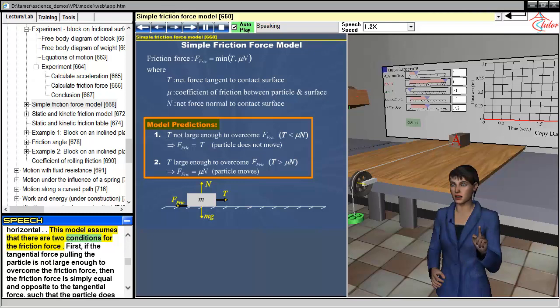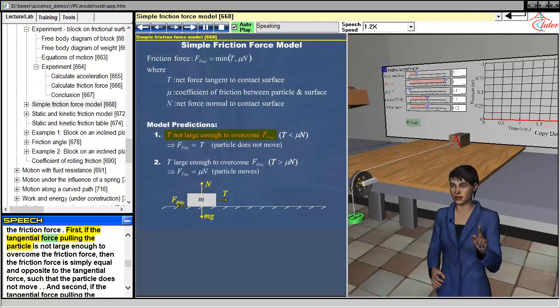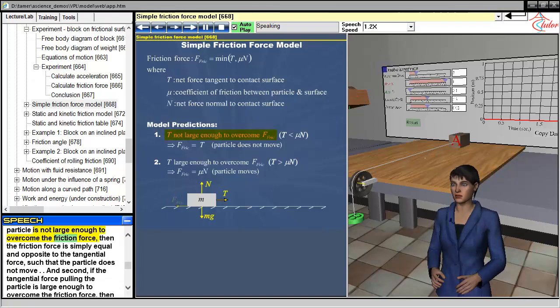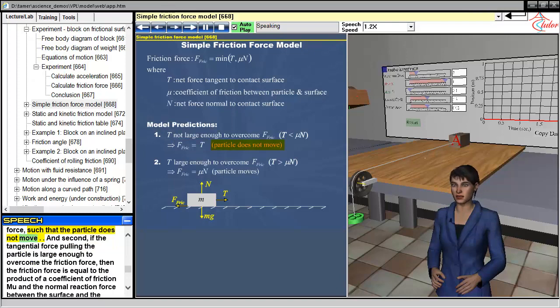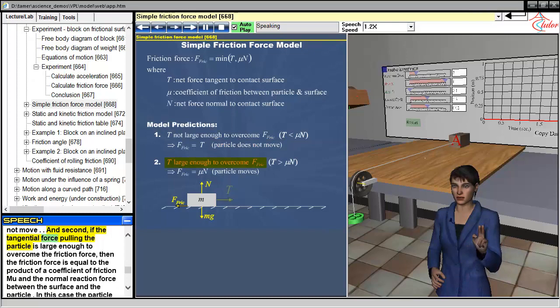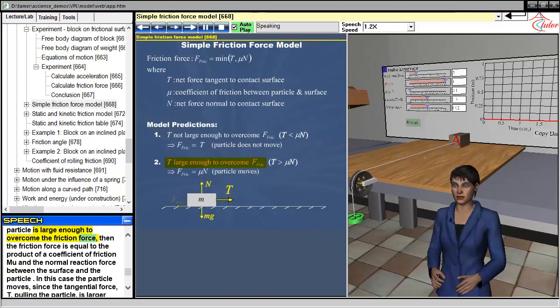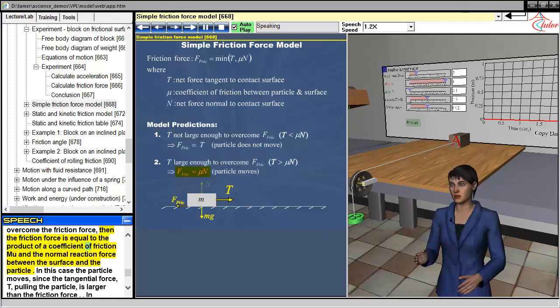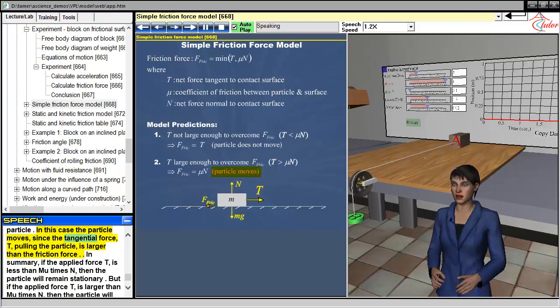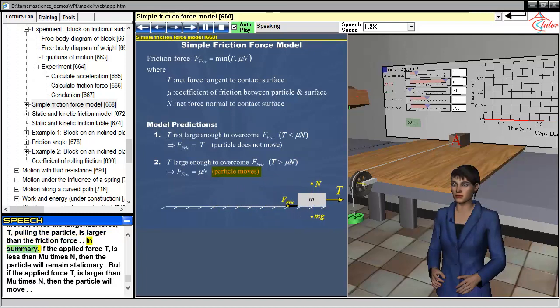This model assumes that there are two conditions for the friction force. First, if the tangential force pulling the particle is not large enough to overcome the friction force, then the friction force is simply equal and opposite to the tangential force, such that the particle does not move. And second, if the tangential force pulling the particle is large enough to overcome the friction force, then the friction force is equal to the product of a coefficient of friction mu, and the normal reaction force between the surface and the particle. In this case the particle moves, since the tangential force, T, pulling the particle, is larger than the friction force. In summary, if the applied force T is less than mu times N, then the particle will remain stationary. But if the applied force T is larger than mu times N, then the particle will move.